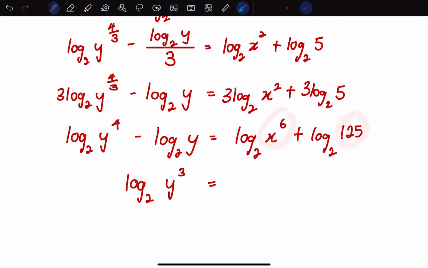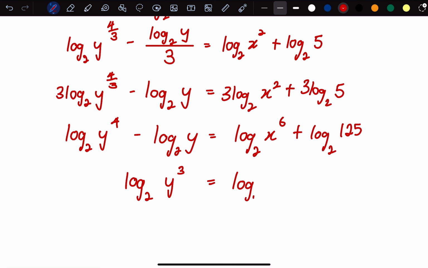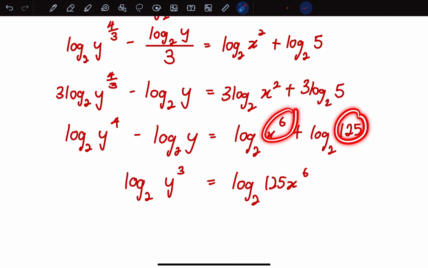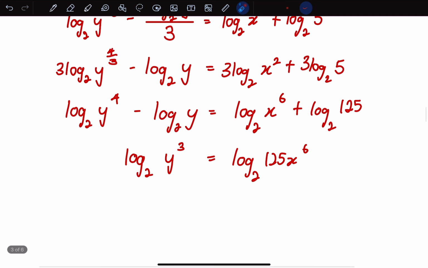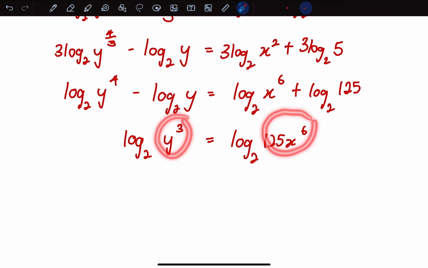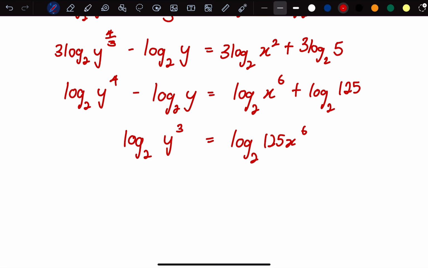I will get log base 2 of 125x to the power 6. Note that if I have a log term plus another log term, I multiply them together, not add. Check your laws again if you have forgotten. Then from here, by comparison, since I have only one log term on both sides and they have the same base, I can therefore compare that y cubed is equal to 125x to the power 6.